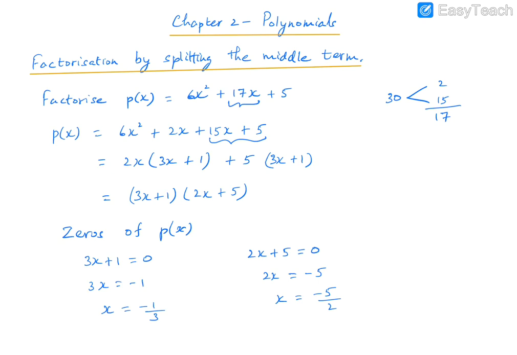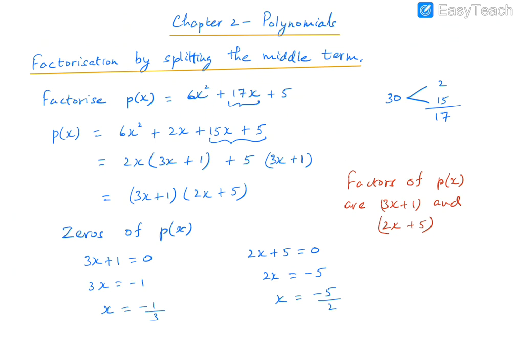So let me write that as well, with a different color here. So I'll write here, factors of p of x are 3x plus 1 and 2x plus 5. So we have these two factors for the given polynomial, 6x squared plus 17x plus 5.